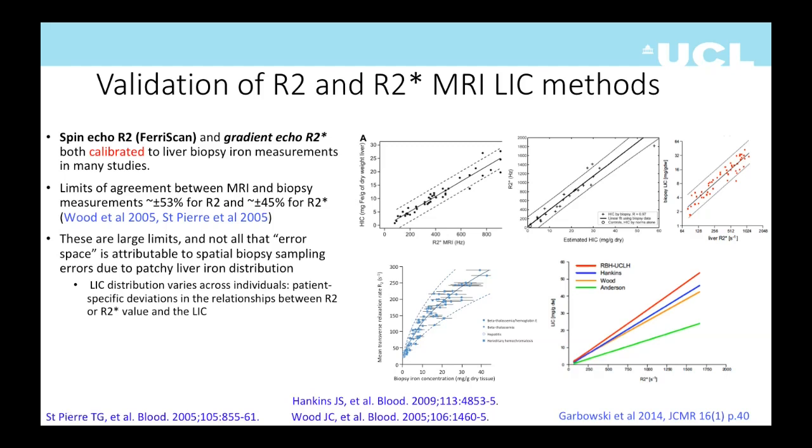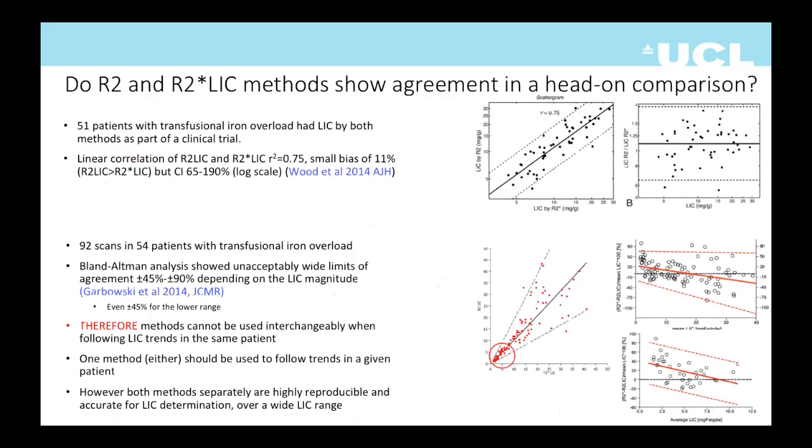This error is not completely attributable to the patchy liver iron distribution that I've mentioned before, and the fact that the biopsy may have sampled it more or less randomly. There are other issues for which there is this poor agreement within the biopsy calibration, and they are to do with individual patient-specific deviations. So let's just park that for a while.